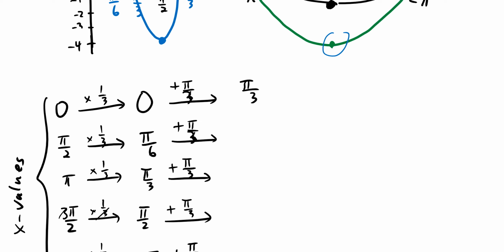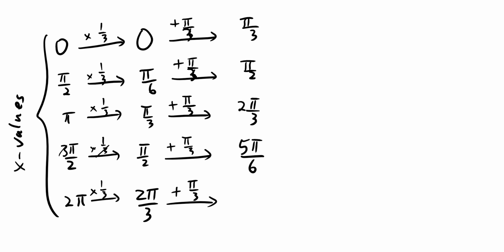If you add pi over 6 and pi over 3, it's pi over 2. Pi over 3 plus pi over 3, 2 pi over 3. Pi over 2 plus pi over 3, it's 5 pi over 6. Combine them by finding the common denominator. And the last one, 2 pi over 3 plus pi over 3, that's 3 pi over 3, which is pi.